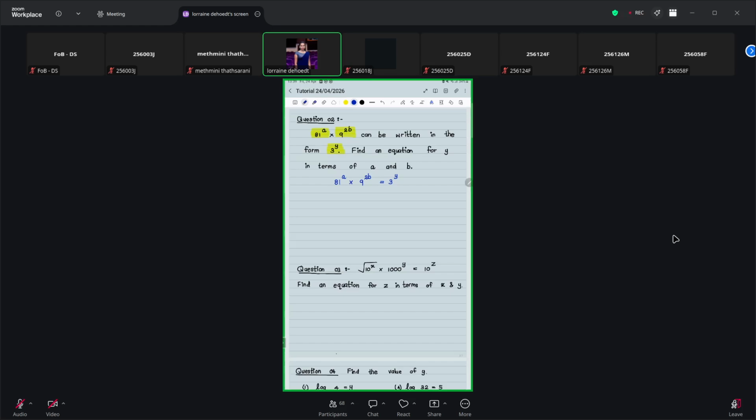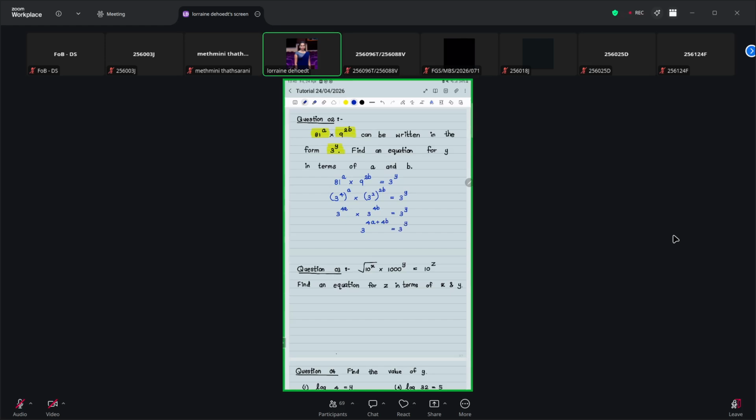Okay, in here 81 you can rewrite as 3 to the power 4, power a. 9 means 3 to the power 2. It has the index 2b. So 3 to the power y. Now you can rewrite this one as 3 to the power 4a into 3 to the power 4b. It's equals to 3 to the power y. Now you can get the terms to the left hand side. It's 3 to the power 4a plus 4b equals to 3 to the power y.